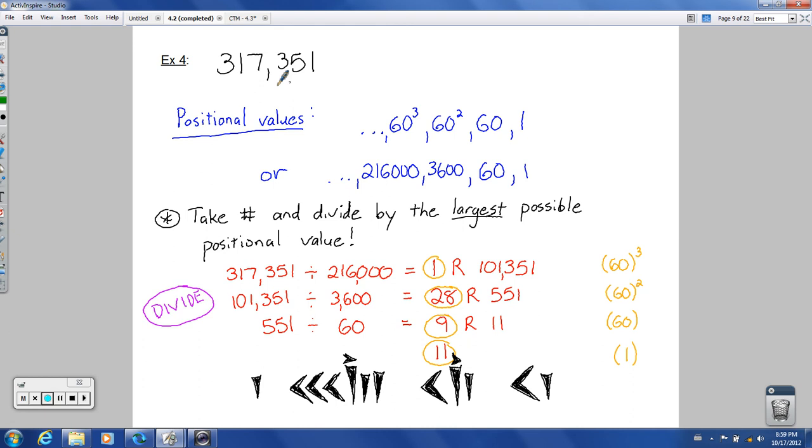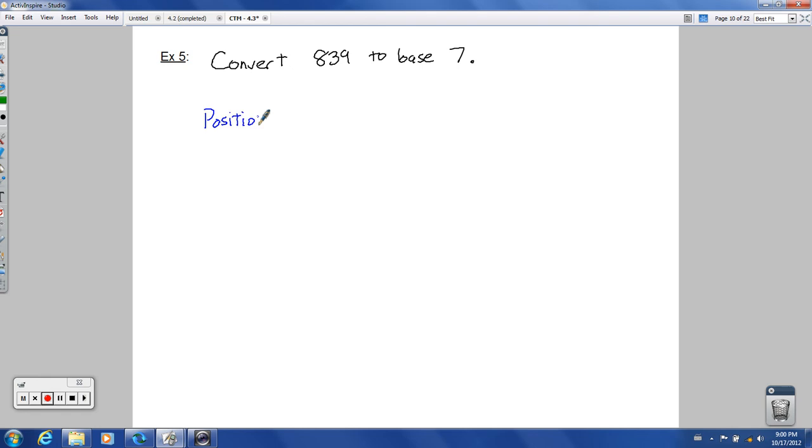So let's go back to this here, and let's write down, just like we had here, positional values. This is definitely something we want to write down this time, because we need to know what are we going to divide by first. What's the largest number that will still go into the number we have in question. So let's start off by writing our positional values down. So the positional values for base 7. We'd start off with your 1, as always, and then you have your 7, 7 squared, 7 cubed, 7 to the 4th, and so on.